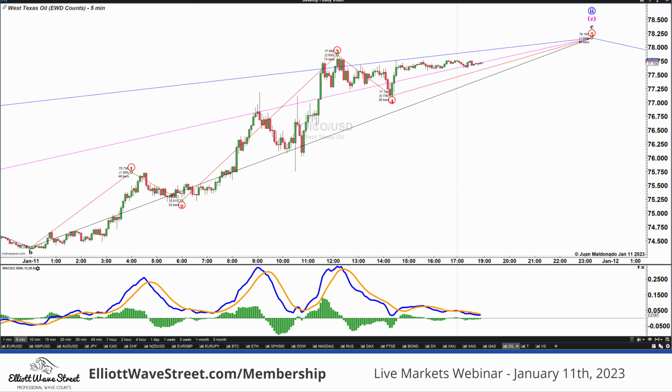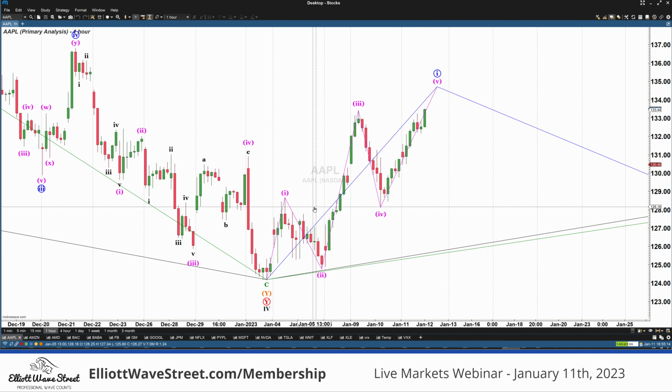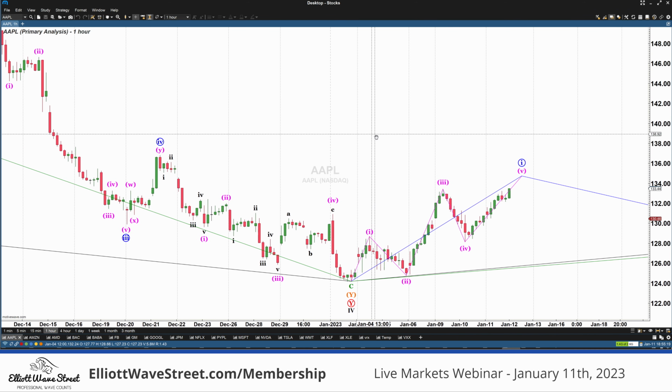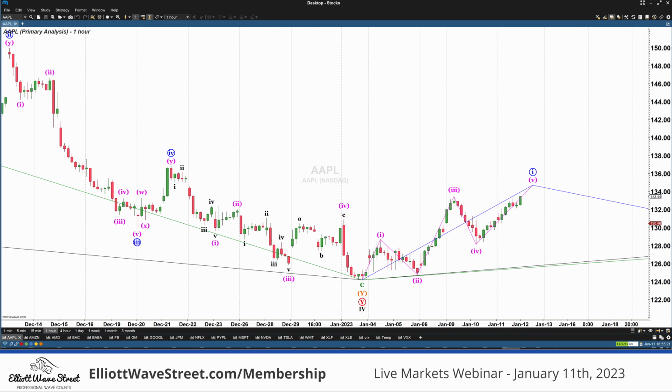Let's have a look at another example. Let's have a look at an individual stock. Let's work with Apple here. So guess what? It's going to be the same. So let's start here from the left. What is going on here?